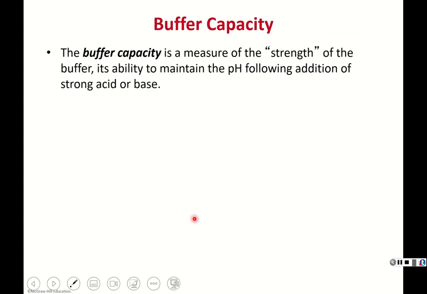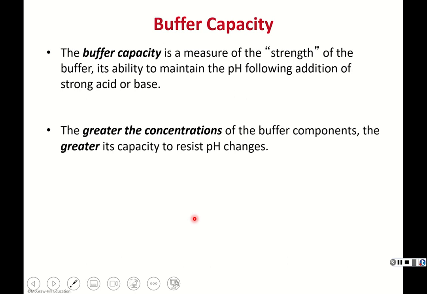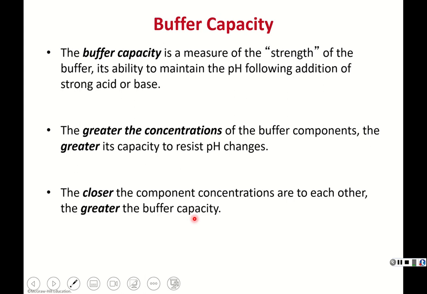The term buffer capacity measures the strength of the buffer. That's its ability to maintain the pH following the addition of acids or bases. The greater the concentration of the buffering components, the greater the buffer's ability is going to be to resist pH changes. The closer the component concentrations are to each other, the greater the buffering capacity will be.